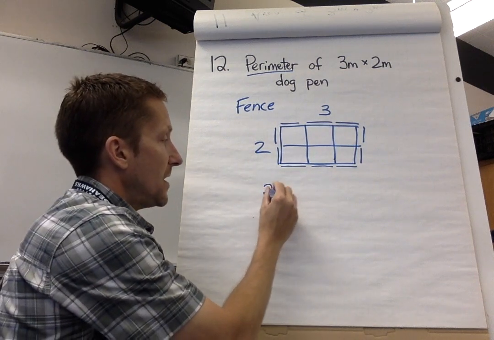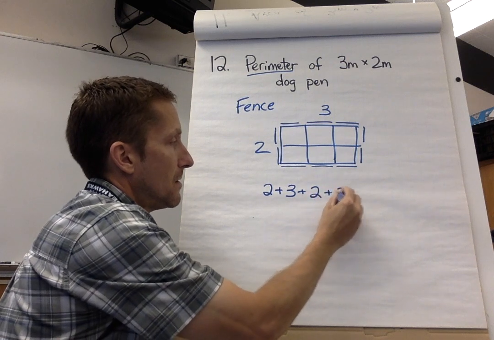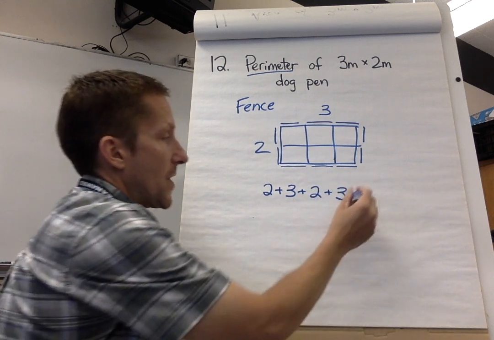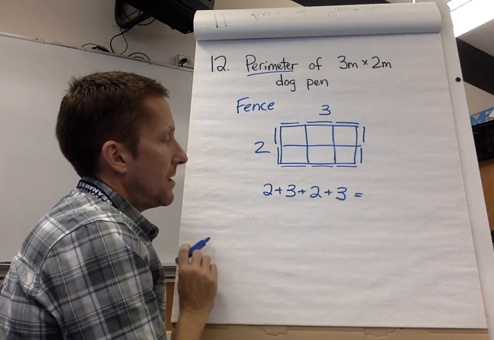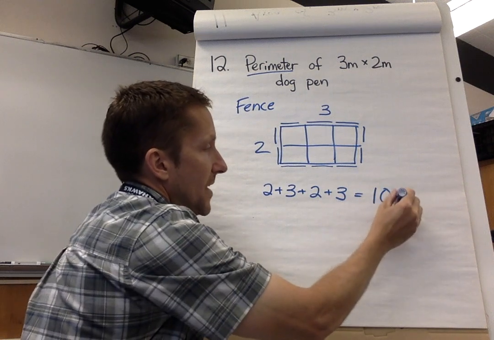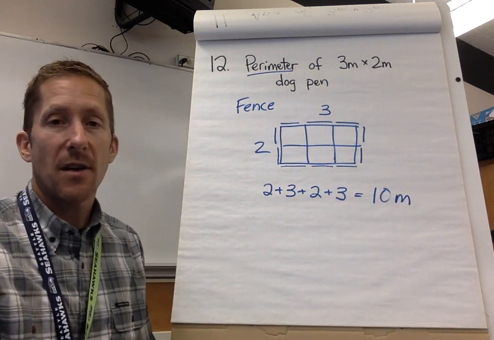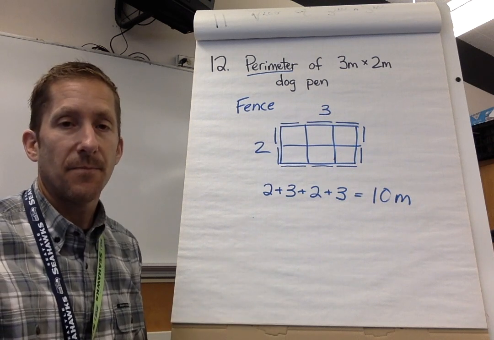When I put all those together, there's many ways I could do that. When I add it all together, I'm going to get, what is that? 10 units of fence, or 10 meters of fence. That's how much fence I would need for the dog pen.